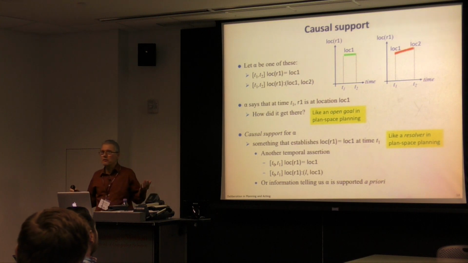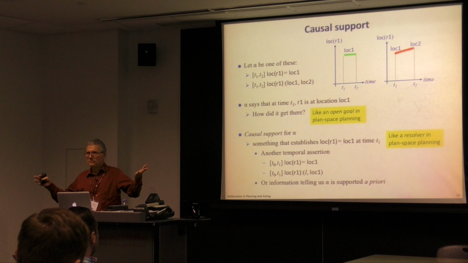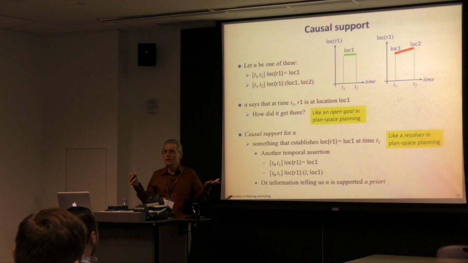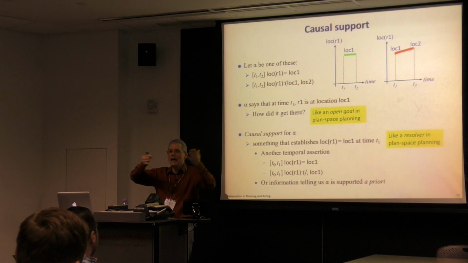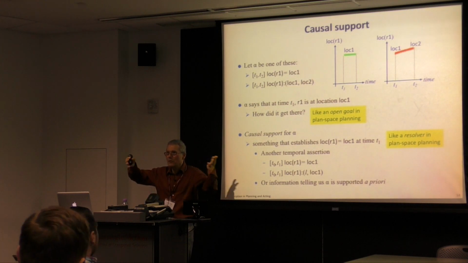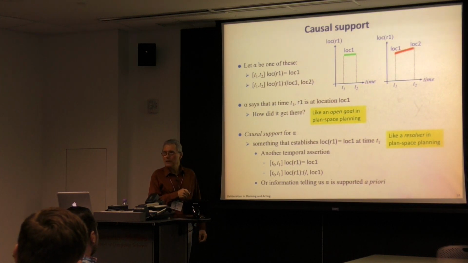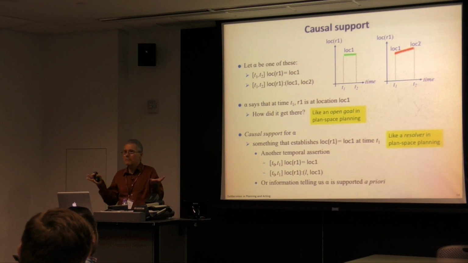So one question you might want to ask is, if this robot is at location 1, how did it get there? Well, we have some notion of physical causality in our heads. It says it had to get there somehow, but we don't know how. This is like an open goal in plan-space planning. It occurs, we need something that makes it occur.